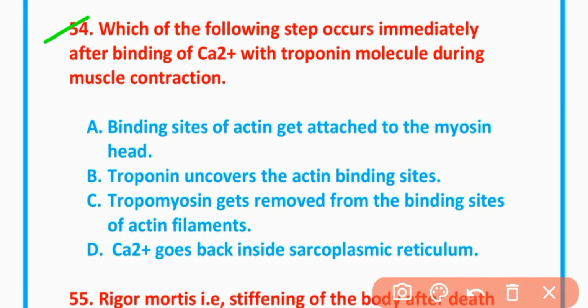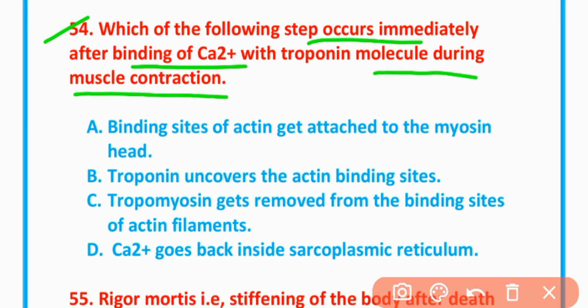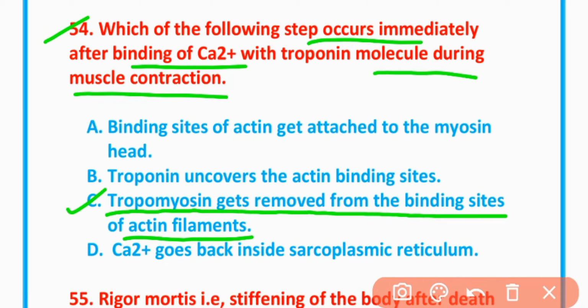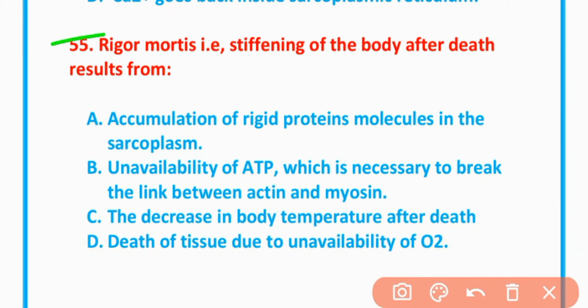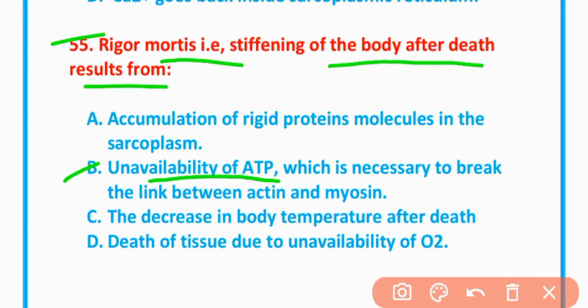MCQ number 54. Which of the following steps occur immediately after binding of calcium ion with troponin molecules during muscle contraction? Tropomyosin get removed from binding sites of actin filament is a correct option. MCQ number 55. Rigor mortis, stiffening of body after death, results from option B, unavailability of ATP which is necessary to break the link between actin and myosin.